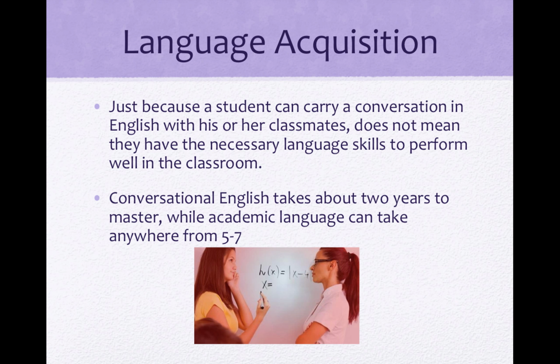Another thing that is important with language acquisition is that it sometimes seems like a student has fully acquired a language or they're fluent in a language, but that's not always the case. So just because a student can have a conversation in, say, the lunchroom or on the playground with their classmates doesn't necessarily mean that they have what they need to perform in the classroom. Basically, conversational English takes about 2, maybe 3 years to master max, but academic language can take anywhere from 5 to 7 years. So while they may be able to talk about something that they did last night, they can't usually use the vocabulary they may need for a science test.